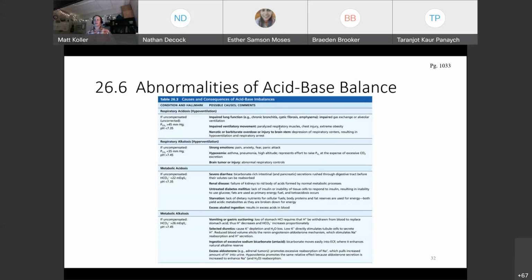If we have impaired ventilatory movement, so for some reason the person cannot breathe properly, they can't get the volume of air in and out, then that can be an issue where you have a buildup of carbon dioxide, a buildup of hydrogen ions, and the person undergoes respiratory acidosis. The other factor are drugs.